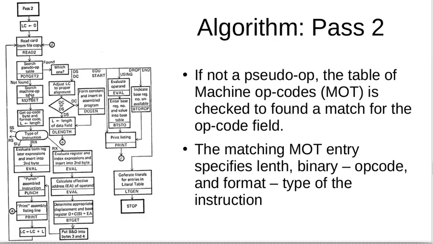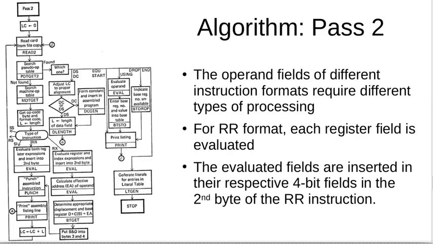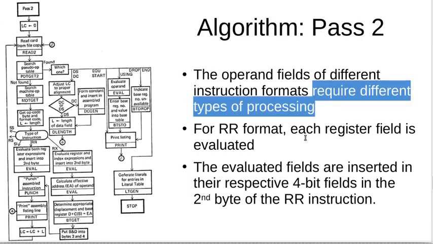we search the machine opcode table to find a match for the opcode field. This matching opcode field specifies many things such as the length, the binary opcode, and the format or type of instruction. Depending on the type of instruction, this instruction has to be made sense of, right? How do we make sense of it? The operand fields of different instruction formats require different types of processing.